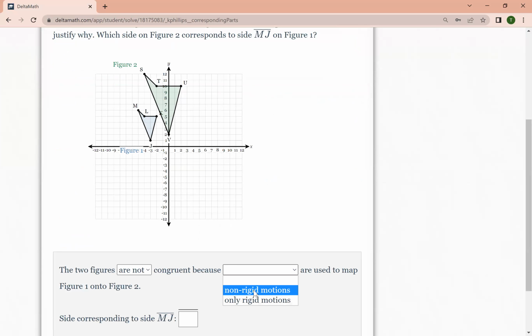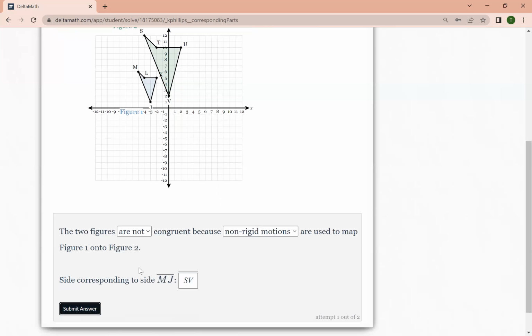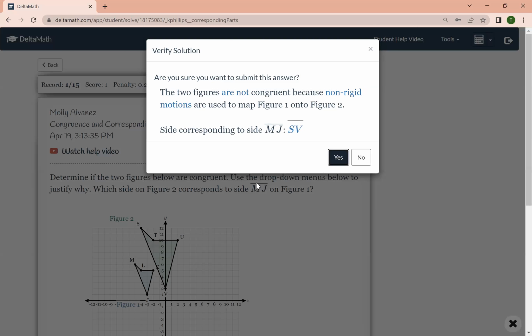And non-rigid motions are used, but we can now say something about the corresponding side to MJ. Corresponding to MJ, this one here, corresponds to SV here. It's kind of the same orientation, if you will, if that makes sense. So if they're not congruent, it's non-rigid. If they are congruent, it is rigid. That's the takeaway so far from our lesson here.